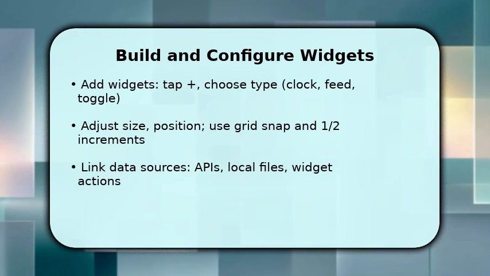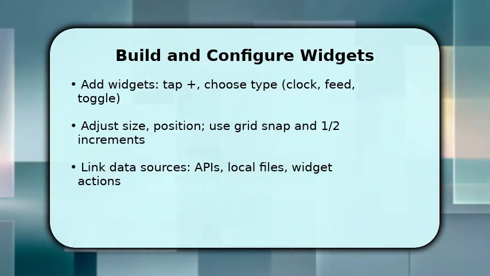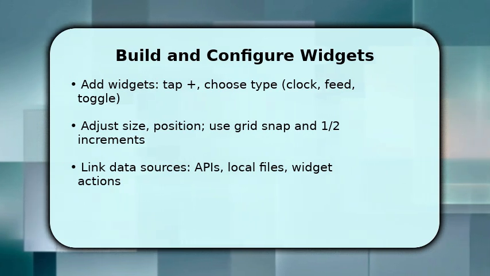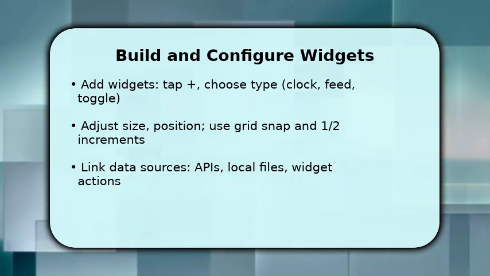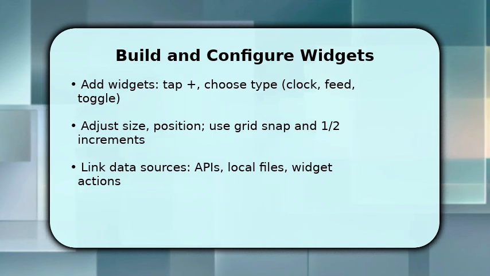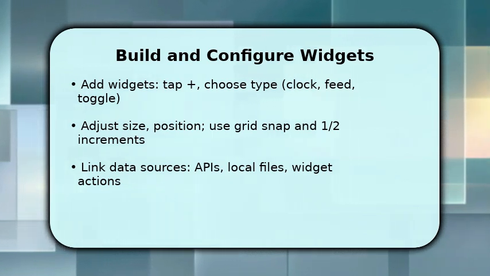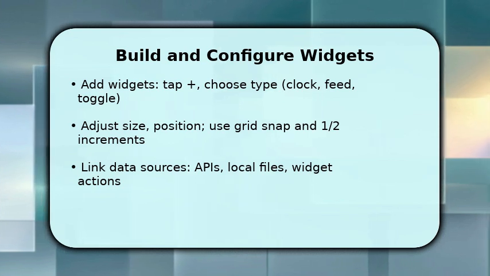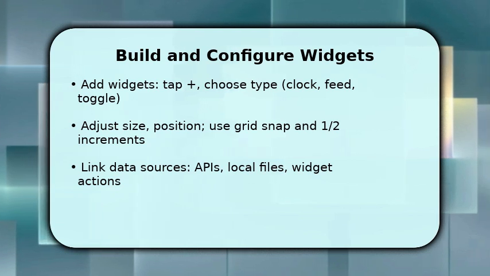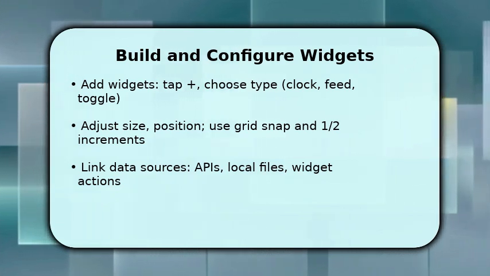Now you build and configure your widget step by step. Tap the plus icon and select a widget type like clock, feed, or quick toggle. This choice defines available settings. Once placed, resize and position using grid snap and 1/2 increments so things align cleanly. Next, connect data sources, choose an API, local file, or system action, because linked data keeps widgets live and meaningful.